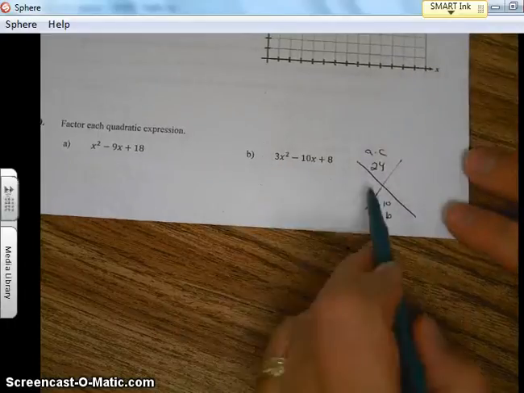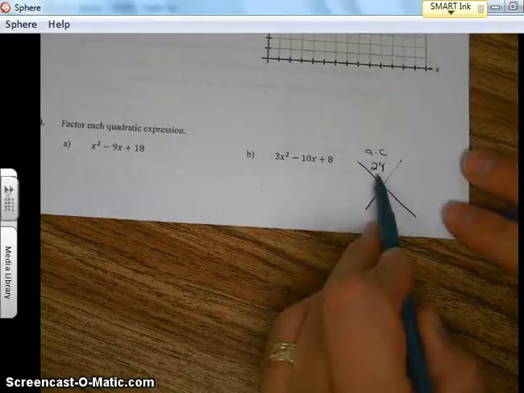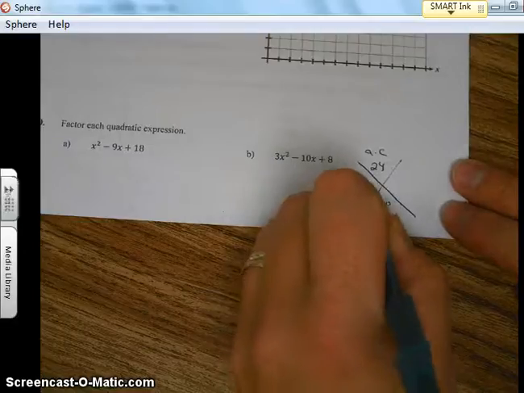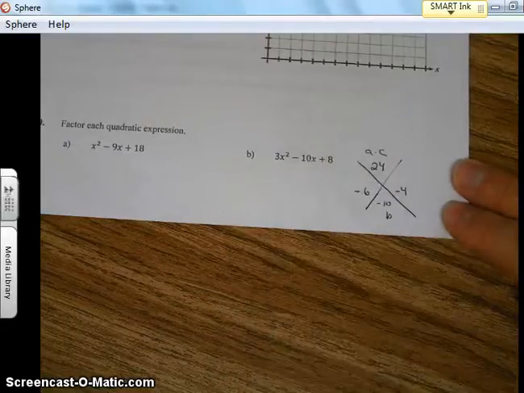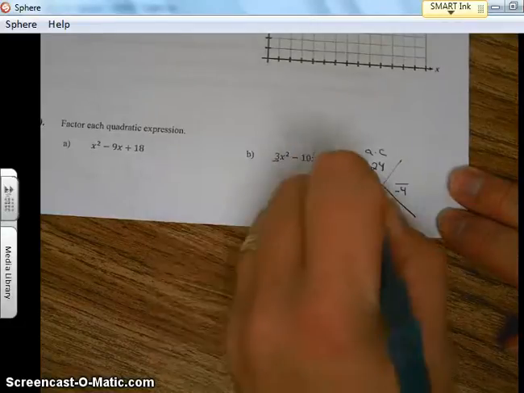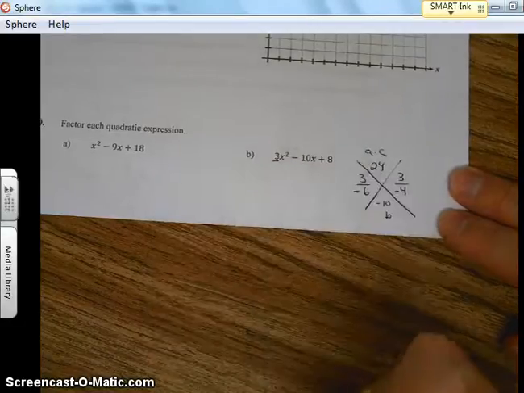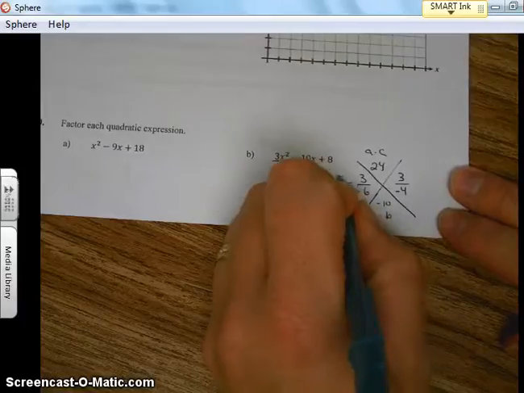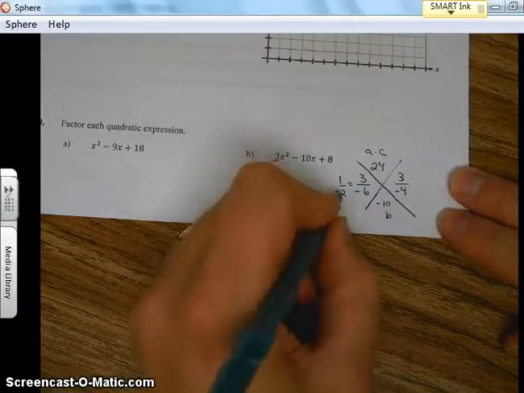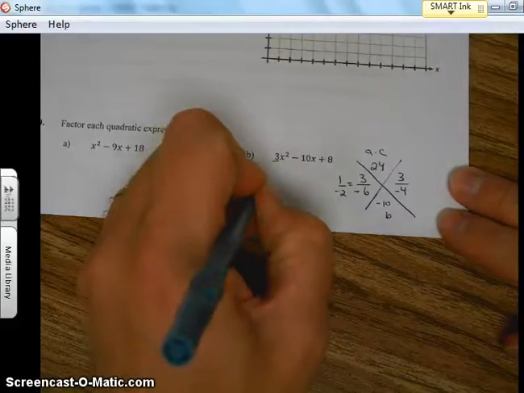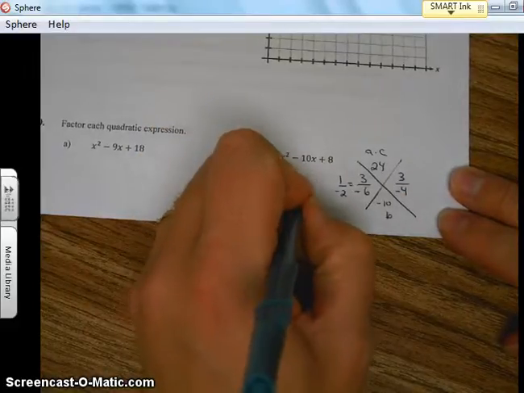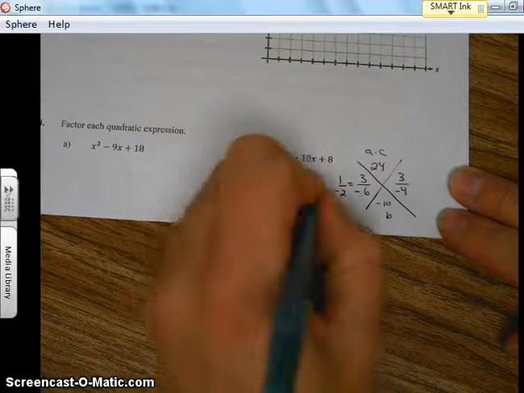And then we have to figure out two numbers that multiply to give us 24 and add to give us negative 10. And then we put the a value on top, which happens to be a 3. We reduce, and we write our factors. So 1x minus 2 and 3x minus 4. And there's your factors.